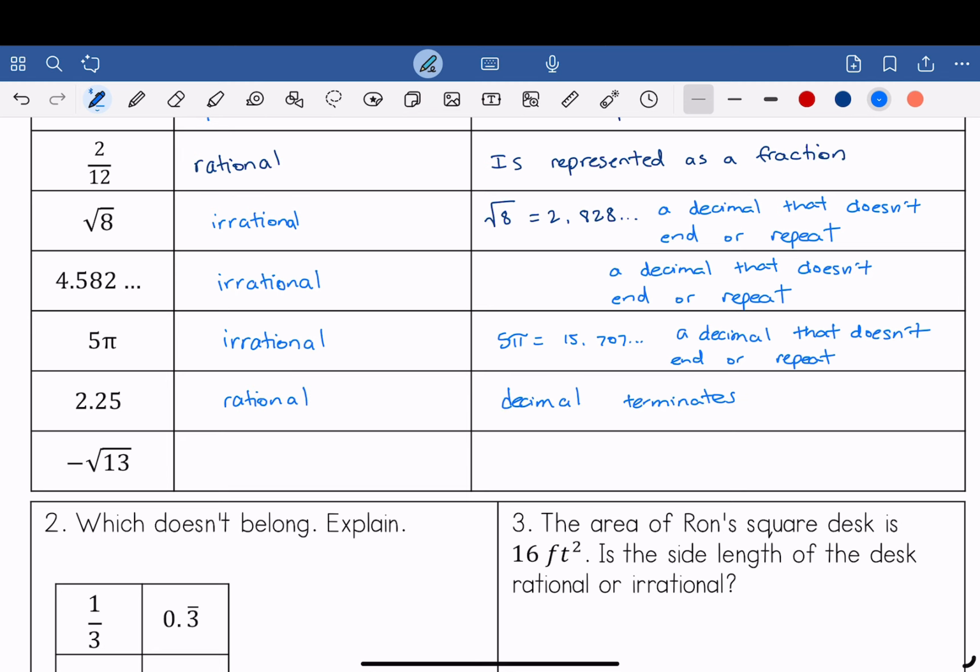Negative square root of 13. 13 is not a perfect square number, so it will also give you an irrational decimal number. If you put this in your calculator, it will give you -3.605... So it is a decimal that never ends and has no repeating pattern.